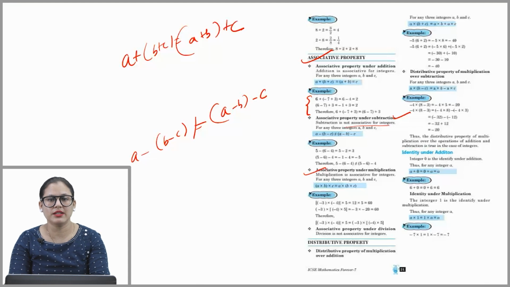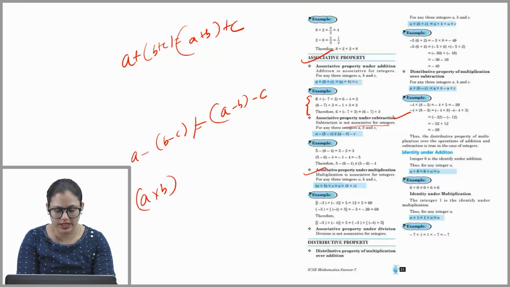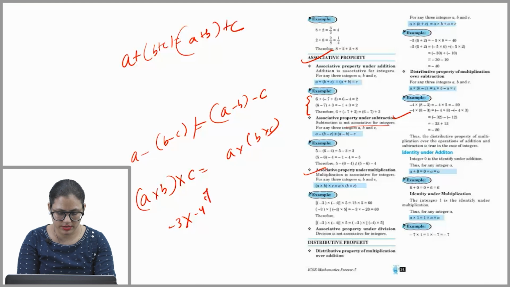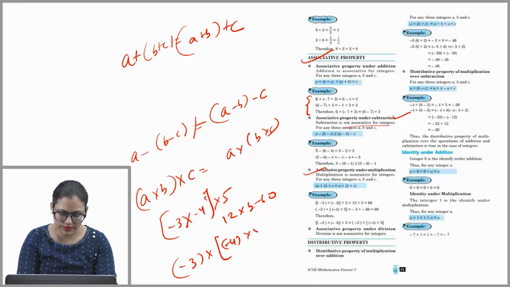Next, associative property under multiplication. Multiplication is associative for integers. For any three integers a, b and c, a into b in bracket into c is equal to a into b into c. Okay. For example, minus 3 into minus 4 in bracket into 5 is 12 into 5, 60, and minus 3 into minus 4 into 5 is what? Minus 3 into minus 20, that is 60.